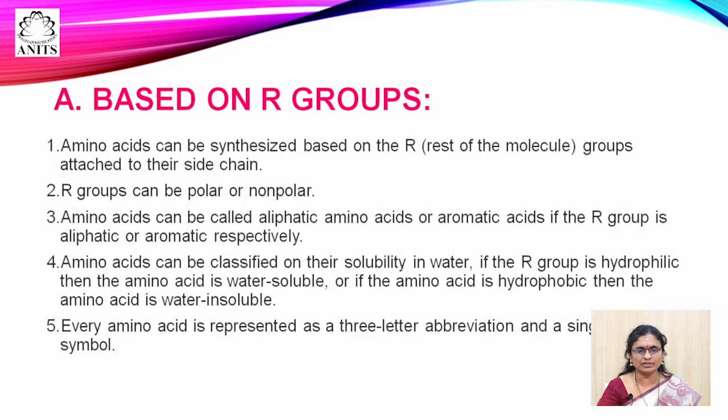First one, based on R groups. These amino acids can be classified based on the R groups attached to the side chain. These R groups can be polar or non-polar. They can be called aliphatic amino acids or aromatic amino acids if the R group is aliphatic or aromatic. They can be classified on the solubility in water also. If the R group is hydrophilic, then it is called water soluble, and if it is hydrophobic, it is water insoluble. Every amino acid is represented as a three-letter abbreviation and with a single letter symbol.